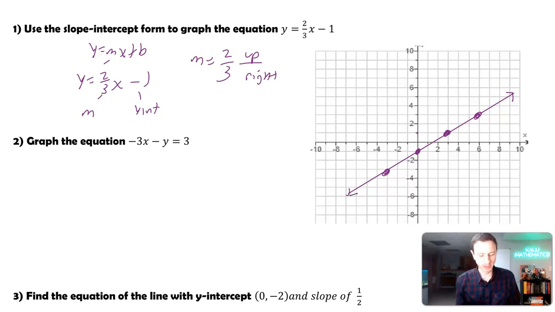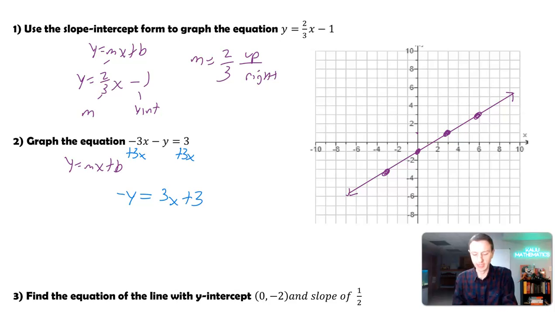Number 2, graphing this equation, -3x minus y equals 3. So here, we don't have it in slope-intercept form. We don't have it in the form of y equals mx plus b. So we have to do some work. I have to add 3x to both sides. I get -y equals 3x plus 3, because I just added 3x over. Now I have to get y by itself by dividing by -1. Get y equals -3x. 3 divided by -1 is -3 again.